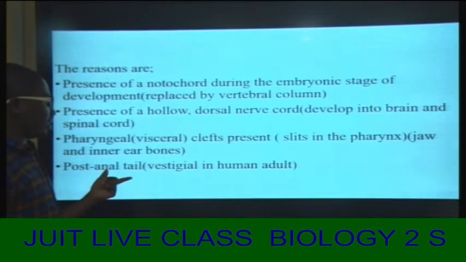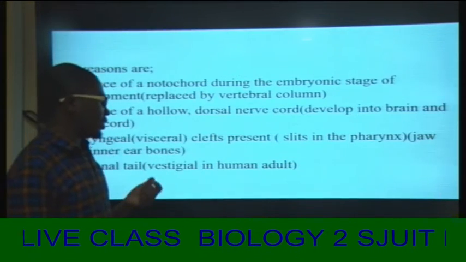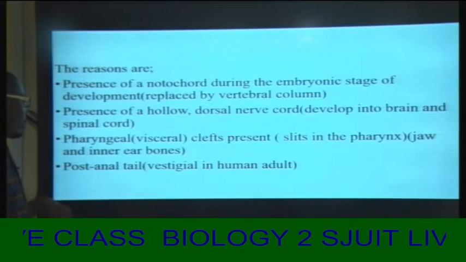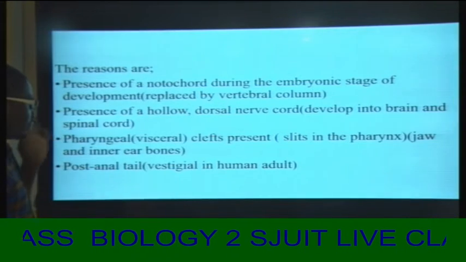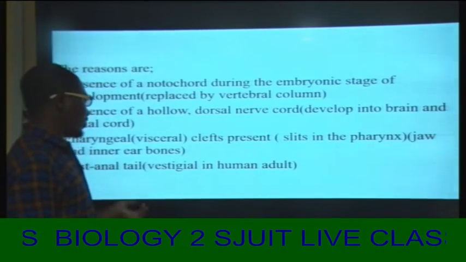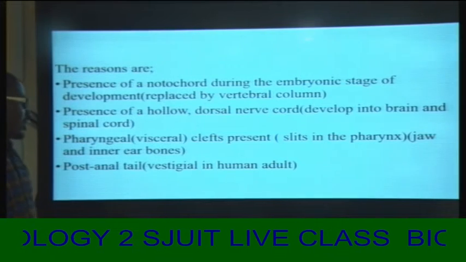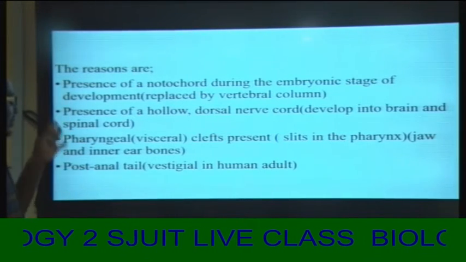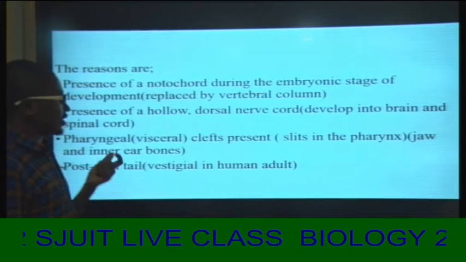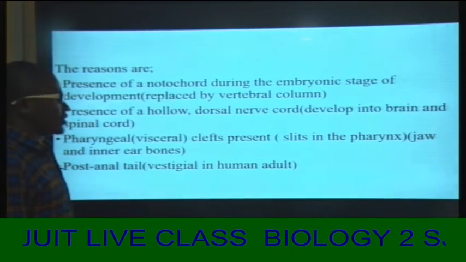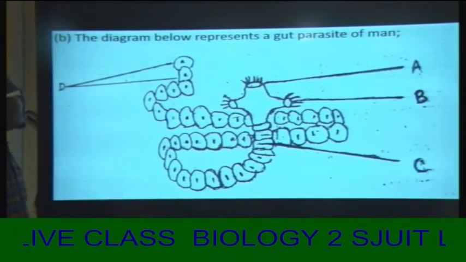And of course the post-anal tail in human beings will degenerate, but will develop in cobra to make a tail. In human beings it will degenerate to form a structure that is called vestigial in the adult. So the adult human being does not have a tail. So these are the reasons to justify why cobra and the human being are placed in the same taxon, that is the phylum Chordata. That was question number 1A.